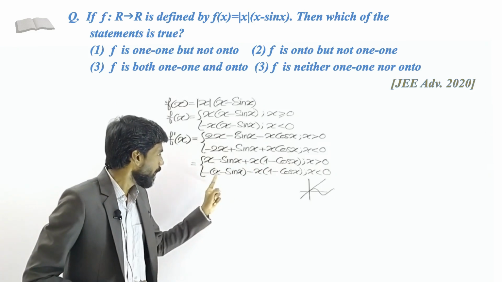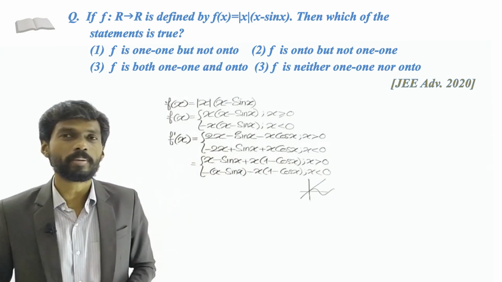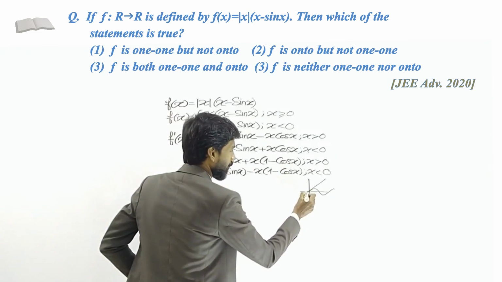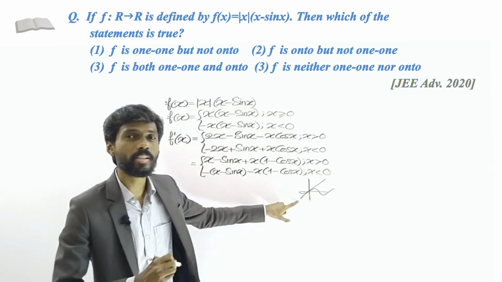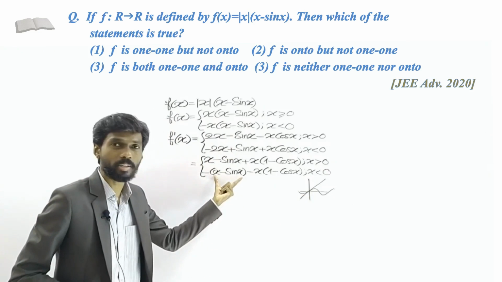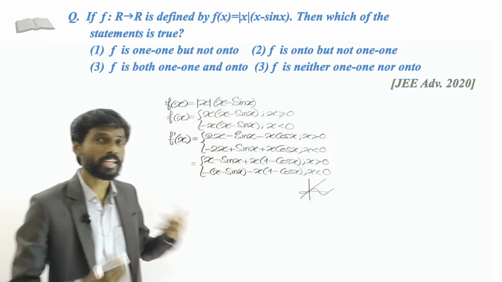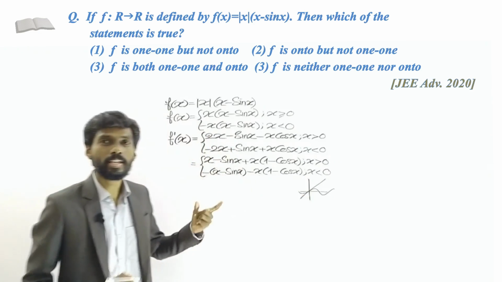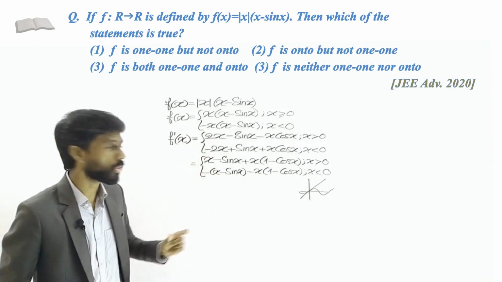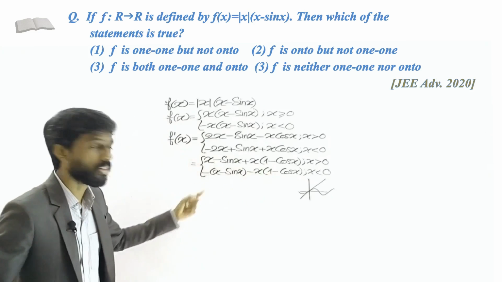What about x minus sin x for negative values? Is it positive or negative? See, this is the sin x curve, so sin x is greater than x for negative values. So that means x minus sin x is negative. But already there is a minus sign, that means the whole value will become positive for negative x. And x is already negative, so minus of x will become positive. So the whole expression is again positive.